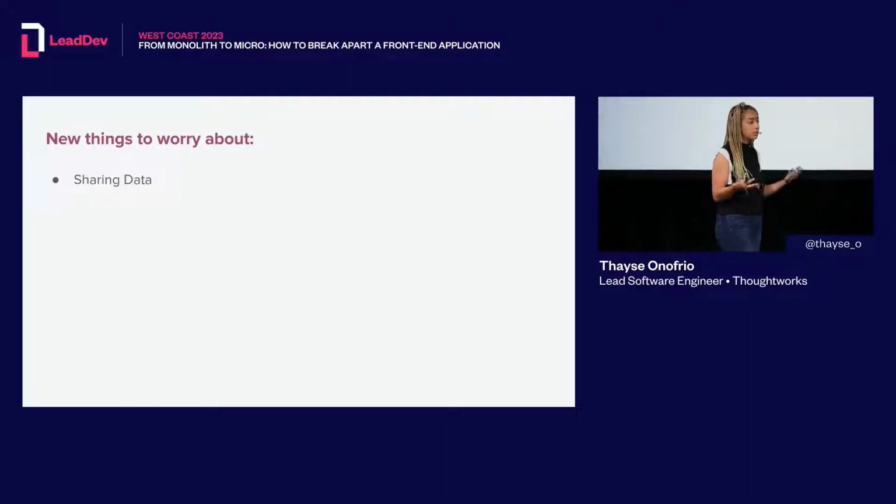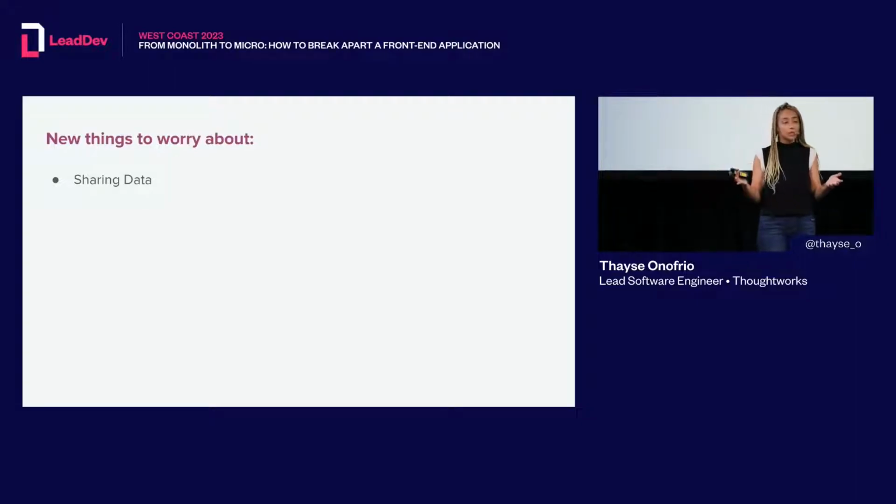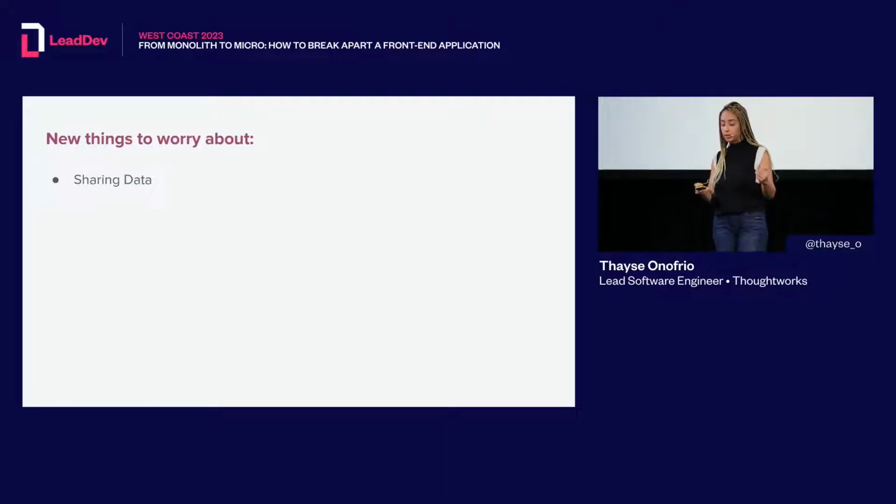To share data, maybe you can choose to use Redux, but then you need to think about the other apps changing the same context. So this is a new issue that we introduce, and we need to be careful about it, how we are sharing data, what data we are sharing, and maybe if we need to share too much data, maybe that's an indication that those apps should not be separate. So that's something to consider from the very beginning.